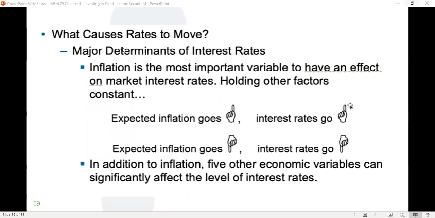So what are the major causes for rates to move? So, major determinants of interest rate. Inflation, which is the most important driver of the effect in market rate, holding other factors constant. Number one you can consider is inflation. It is expected that if inflation goes up, the interest rate also goes up. So if inflation goes down, interest rate goes down too.